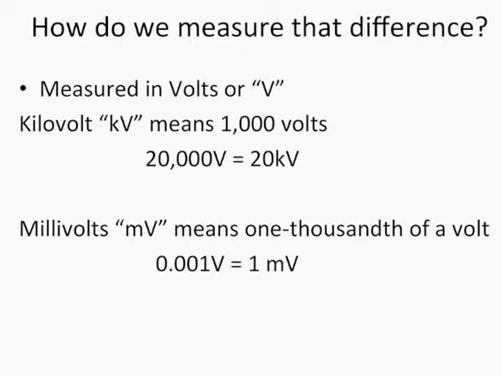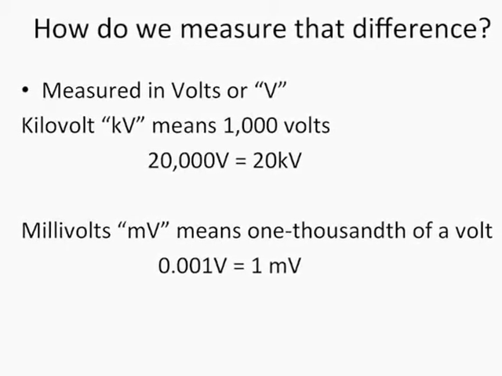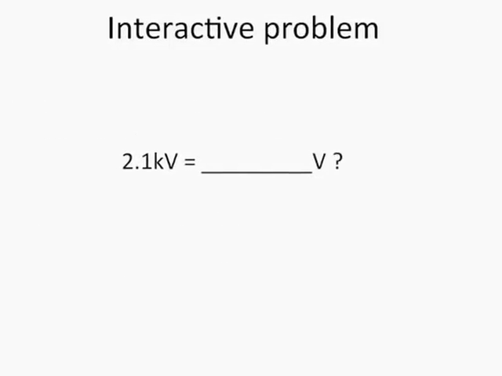We measure it in volts, and we use kilovolts to mean something that's 1,000 volts, or some very large number of volts, like 20,000 or 30,000 volts. We also use millivolts to mean 1,000th of a volt. So if we're measuring a really small voltage, we're going to measure that in millivolts. So 1 kilovolt equals 1,000 volts, and 1 millivolt equals 1,000th of a volt.